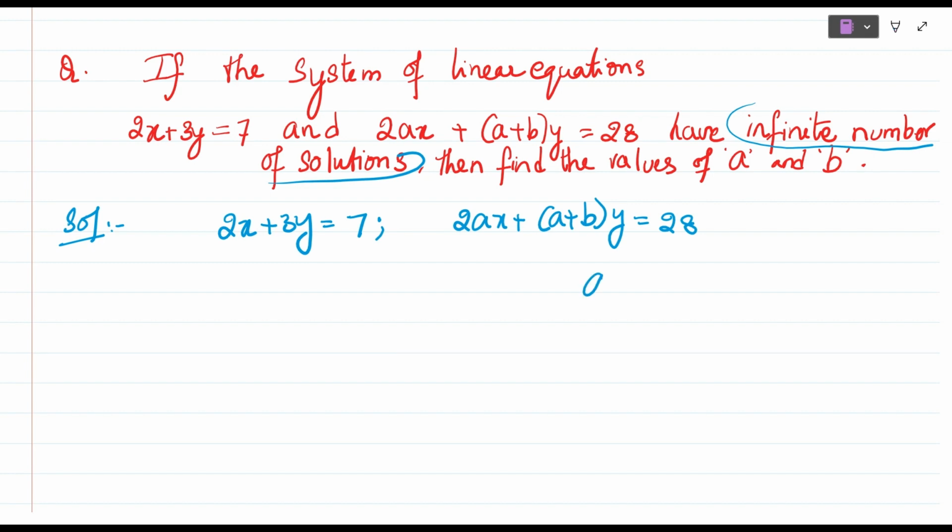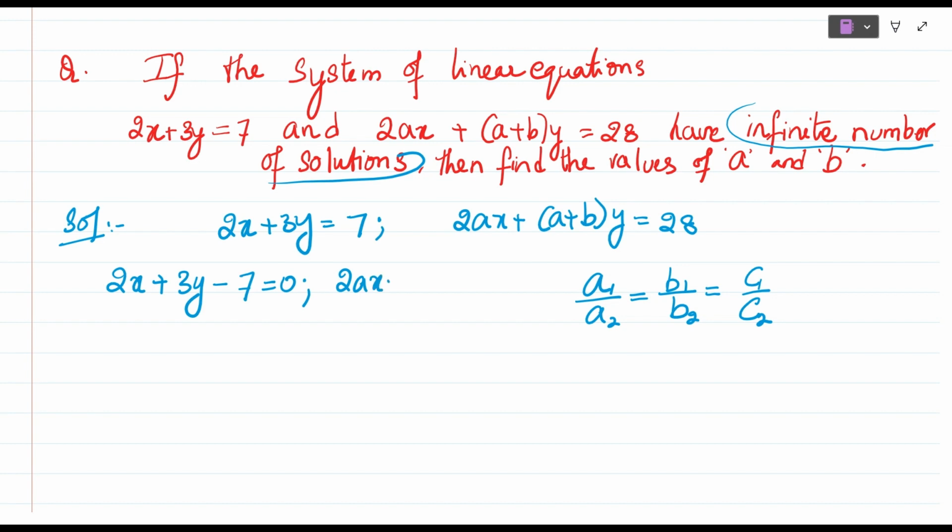I am writing here. A1 by A2 will be equal to B1 by B2 and will be equal to C1 by C2. So this is our condition. Apply this condition, and we are going to find out our values of a and b. Let us convert our equations to standard form, students. 2x plus 3y transpose 7, minus 7 will be equal to 0. And the next equation is 2ax plus (a plus b)y minus 28 is equal to 0.